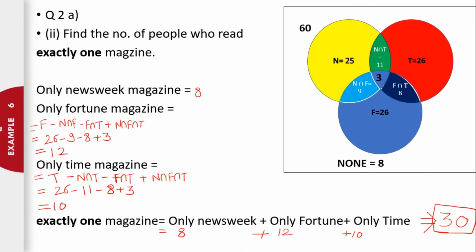In the same way, we will calculate the values for Time magazine and Fortune magazine, and we get that only 12 people are reading Fortune magazine, and there are 10 people who are reading only Time magazine. To calculate how many people read exactly 1 magazine, we have to perform the summation of all of these results. That is how many people read only Newsweek, only Fortune, and only Time magazine. We will get the final answer, that is 30 people who are reading only 1 magazine.